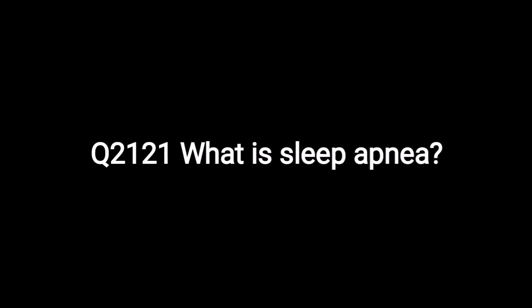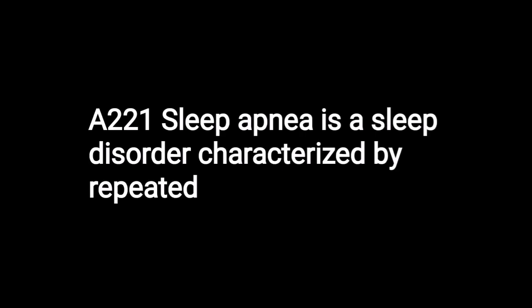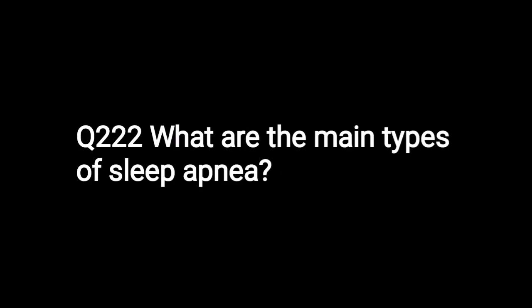Q221. What is sleep apnea? A221. Sleep apnea is a sleep disorder characterized by repeated pauses in breathing during sleep, leading to fragmented, poor-quality sleep. Q222. What are the main types of sleep apnea? A222. The two main types are obstructive sleep apnea, OSA, and central sleep apnea, CSA.